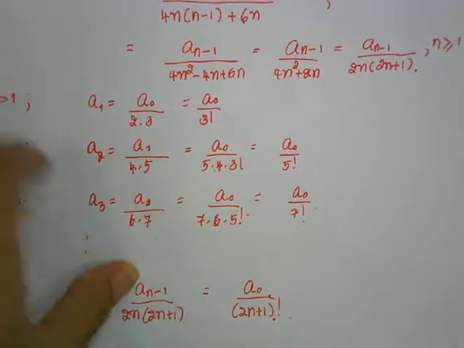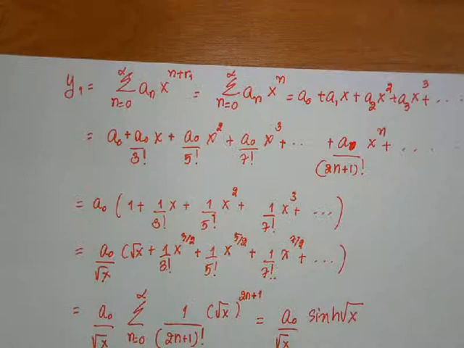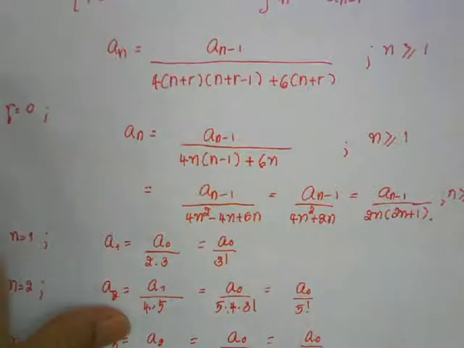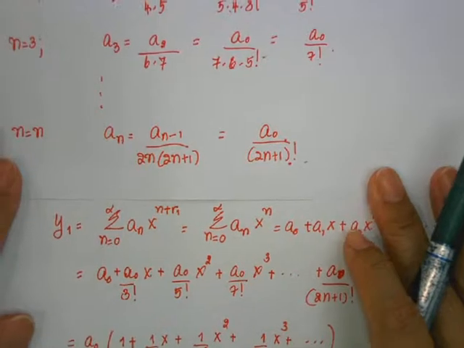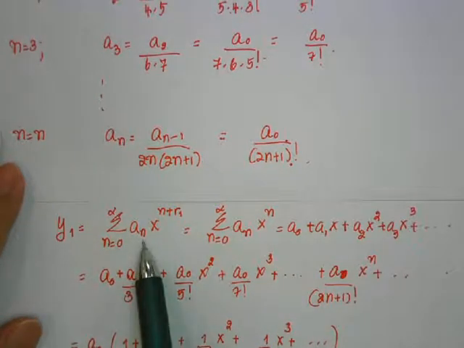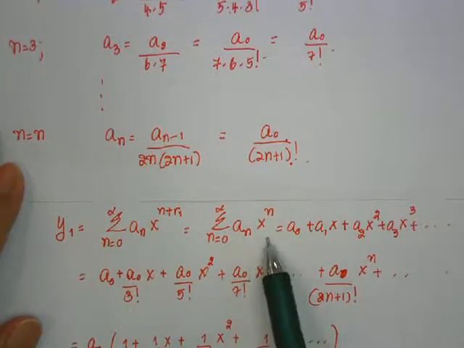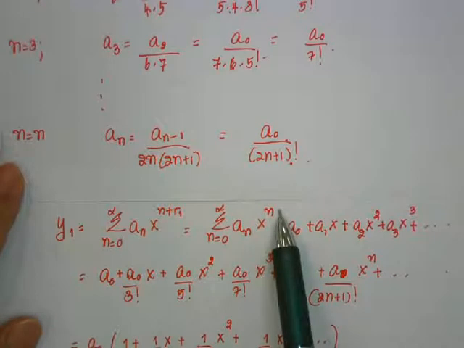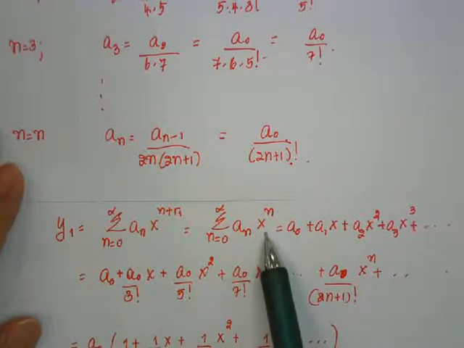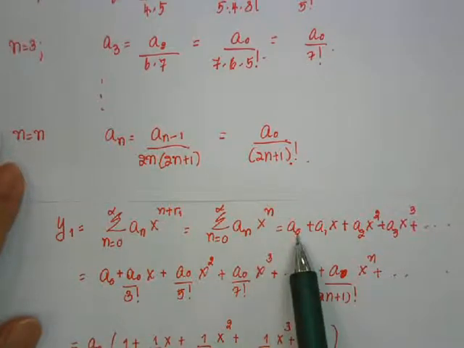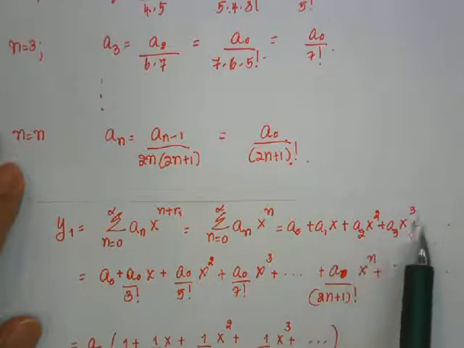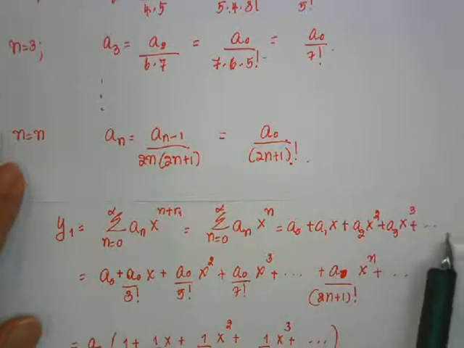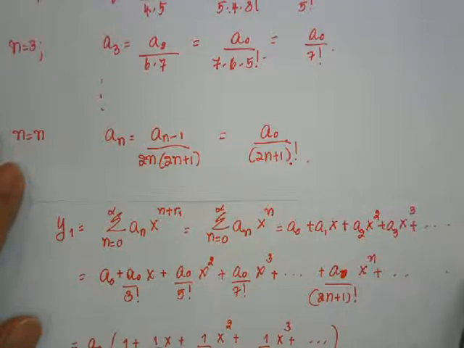Then you can write down the solution of your y1. Your y1 equals the summation of an x to the power n, because your r1 is equal to 0 and your s0 equal to 0. So this one you would get a0 plus a1x plus a2x squared plus a3x to the power 3 plus a4x to the power 4 until infinity.